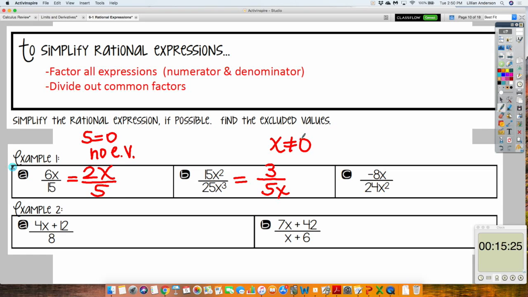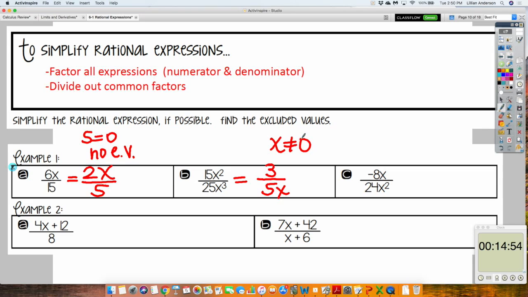So find the excluded values. X cannot equal 0. If I ask you to write the domain, boom, you're already in set notation. Or if you want to write an interval, negative infinity to 0, 0 to infinity, parentheses everywhere with the union. We didn't do it for the first one because we didn't have a variable in our denominator. We just had a number. So anytime we have a variable in our denominator, we want to make sure that we state that.